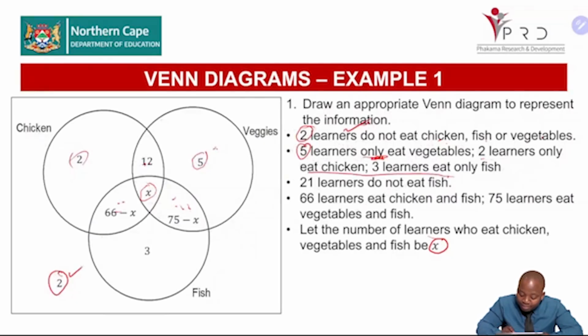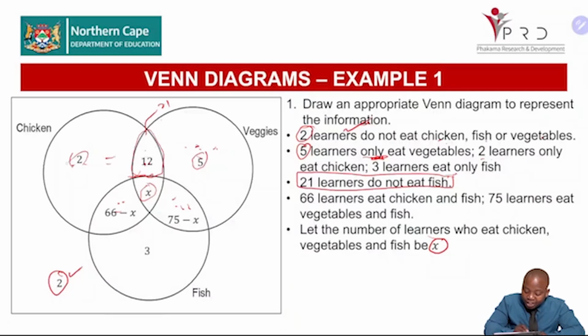I am going to come back to this. It's very important. Let's focus on this one right now and see what it means. It says 21 do not eat fish, so they can eat both chicken and the veggies. If they don't eat fish, it doesn't talk to the eggs there. So this is the point for 21, but that 21 will also include both the chicken and the veggies.